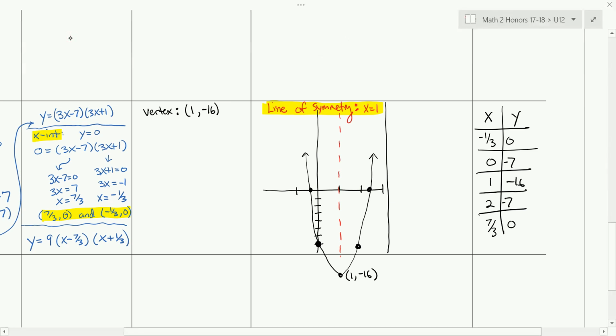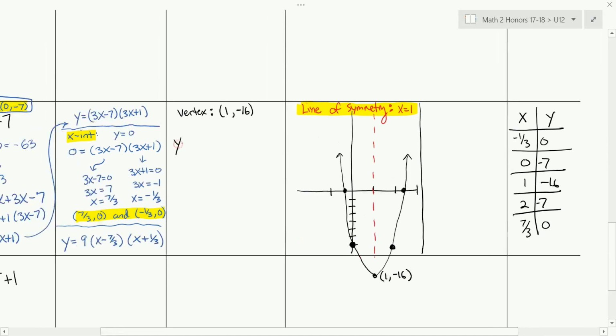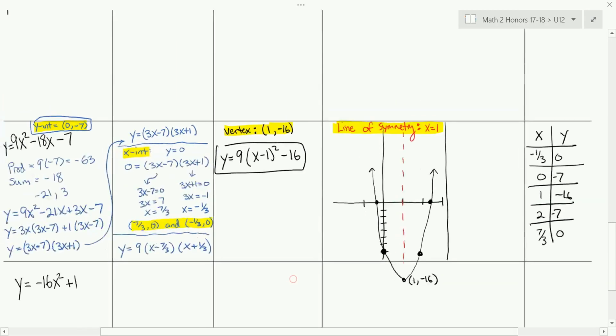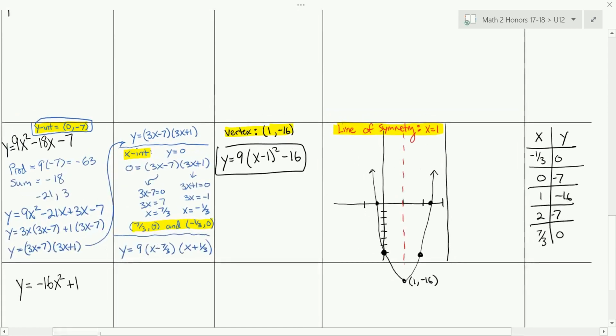So our vertex form is going to be what? y equals 9, because that's our a, (x minus 1) squared minus 16. Okay. Now, we've been finding some key things along the way, and I've been highlighting them. And so the things I've highlighted already, usually we write next to the graph, but I'll give you the option. If you have a highlighter, you can highlight them there. You don't have to write them again. If you don't have a highlighter, then I want you to write them again. Okay?